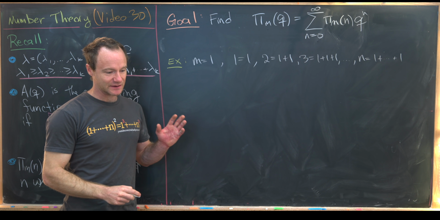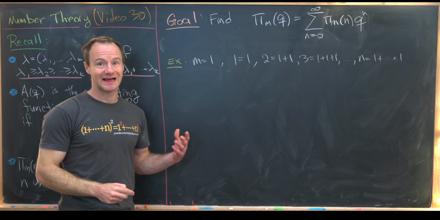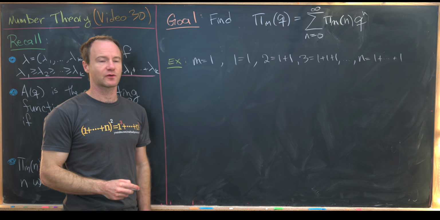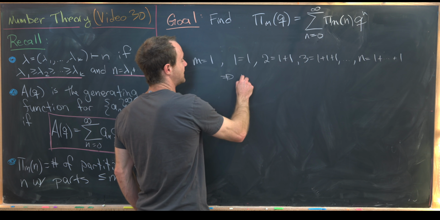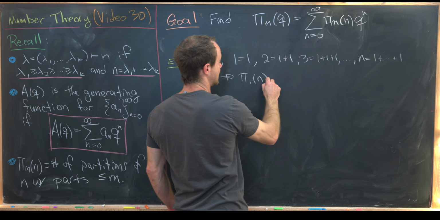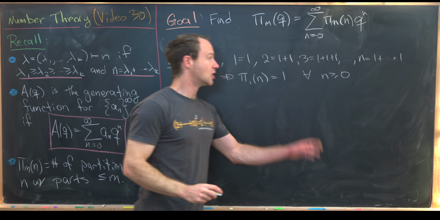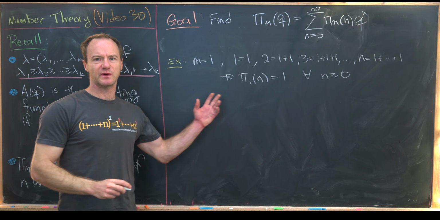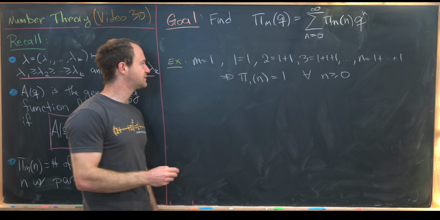So there is exactly one partition of n using parts that are less than or equal to 1, in other words, using only 1 as a part. So we can encode that as pi 1 of n is equal to 1 for all n bigger than or equal to 0. Recall that when n is equal to 0, we fix the number of partitions to always be just 1. So now let's put this together.